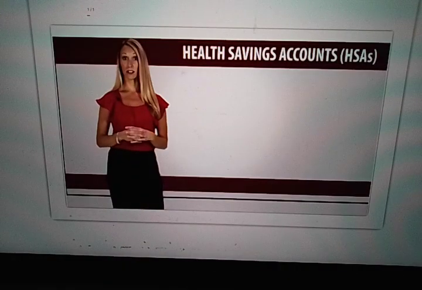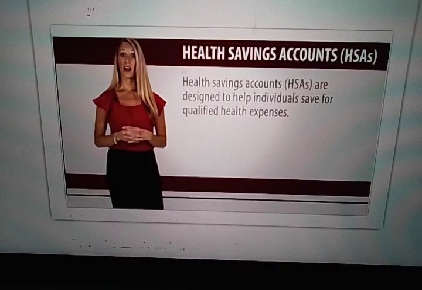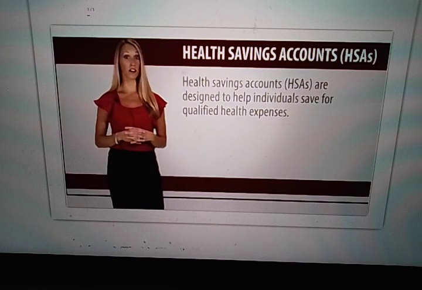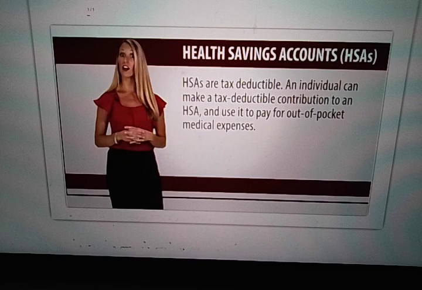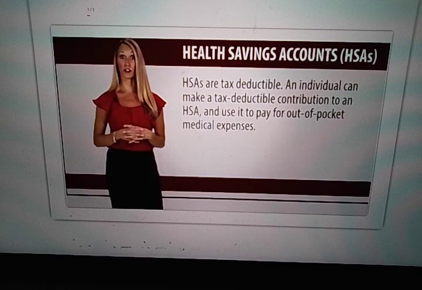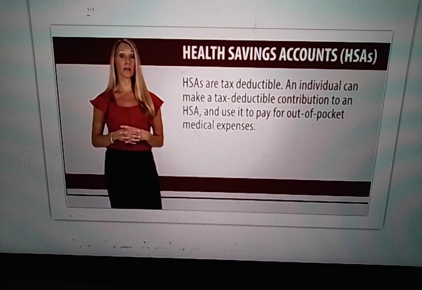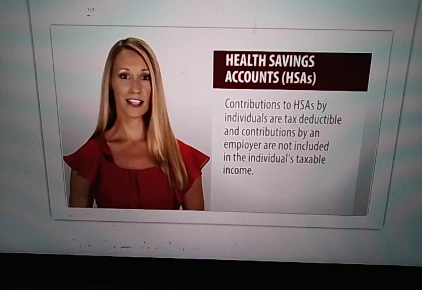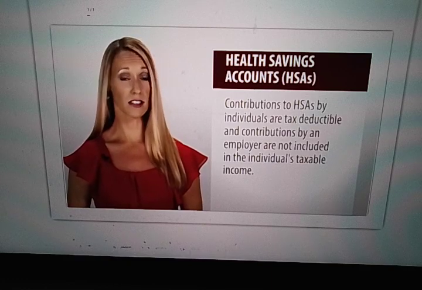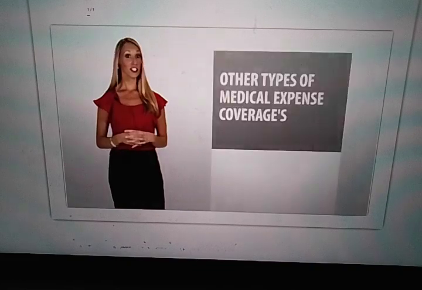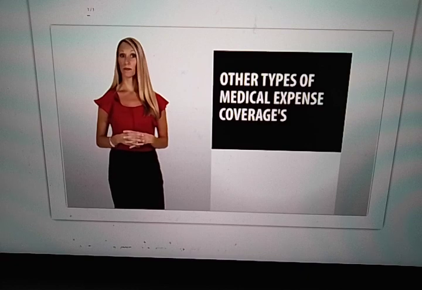Health Savings Accounts, HSAs. Health savings accounts are designed to help individuals save for qualified health expenses. HSAs are tax deductible. An individual can make a tax-deductible contribution to an HSA and use it to pay for out-of-pocket medical expenses. Contributions to HSAs by individuals are tax-deductible, and contributions by an employer are not included in the individual's taxable income.